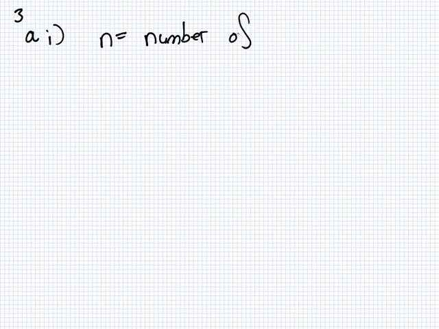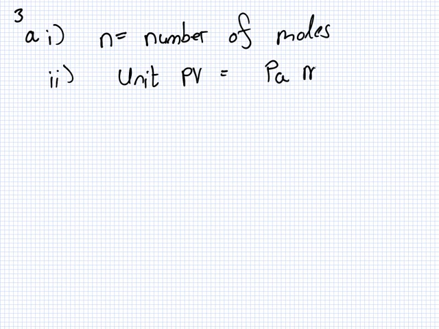Number of moles. Okay, and number 2, the unit for PV. Pressure is Pascal and volume is meter cubed. Pascal is Newton per meter squared. Guys, wake up, we're all sleepy. Newton per meter squared times meter cubed is Newton meter, which is a joule.